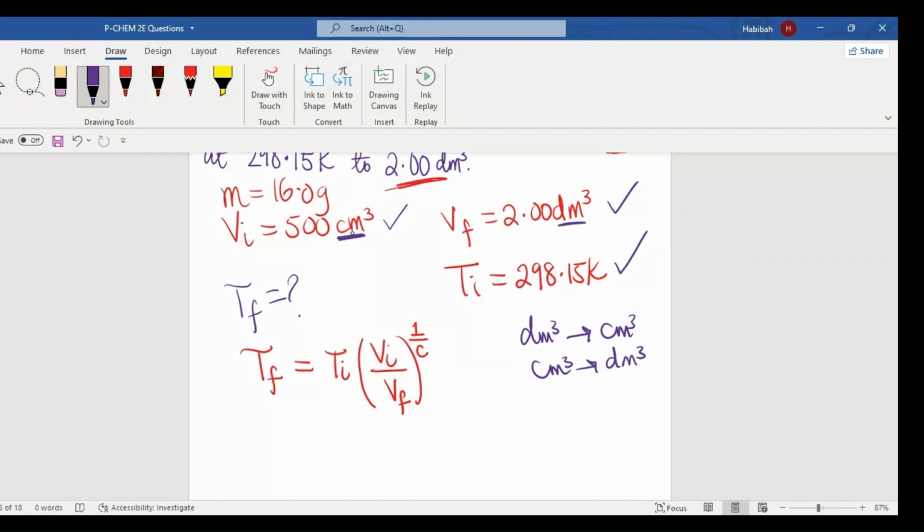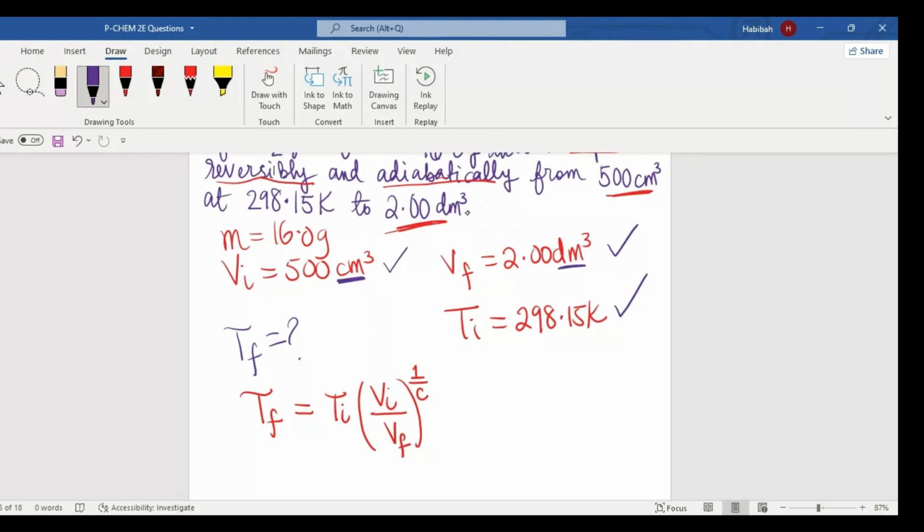In this particular case, I'm going to be going from centimeter cube to decimeter cube purposely for this particular question. So to go from centimeter cube to decimeter cube, you have to note that 1 decimeter cube is the same thing as 1000 centimeter cube. And we're given the V initial to be 500 centimeter cube. So we're going to put 500 centimeter cube right here.